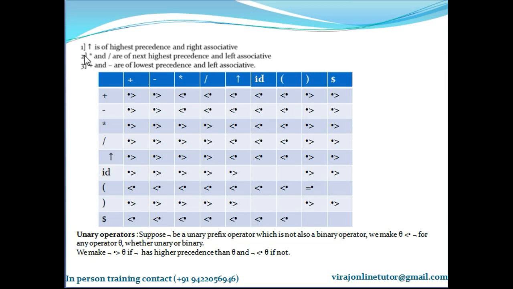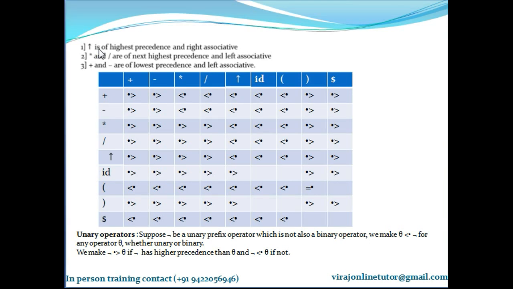So in this example, exponentiation has higher precedence than all these four operators. So mark in this table, exponentiation is greater than asterisk, greater than division, greater than plus, and greater than minus. The same rule says mark theta 2 less than theta 1. So mark asterisk less than exponentiation, division less than exponentiation, plus less than exponentiation, and minus less than exponentiation.